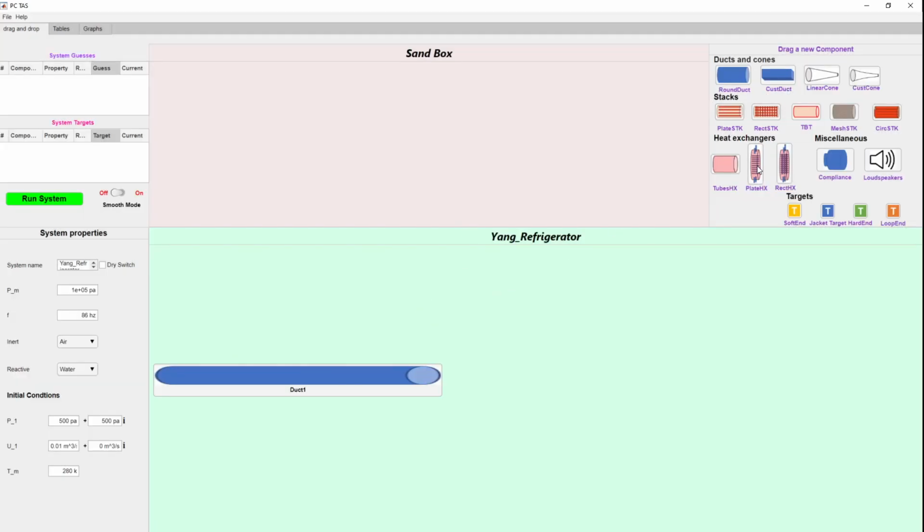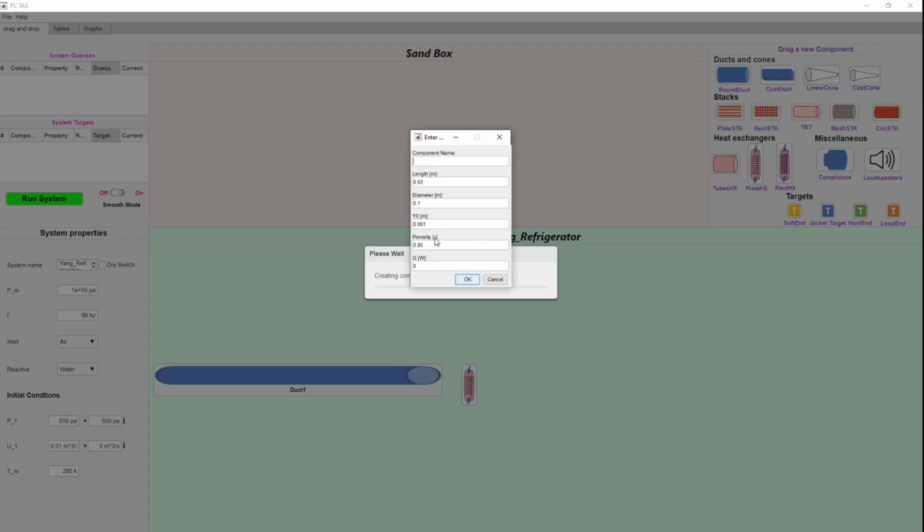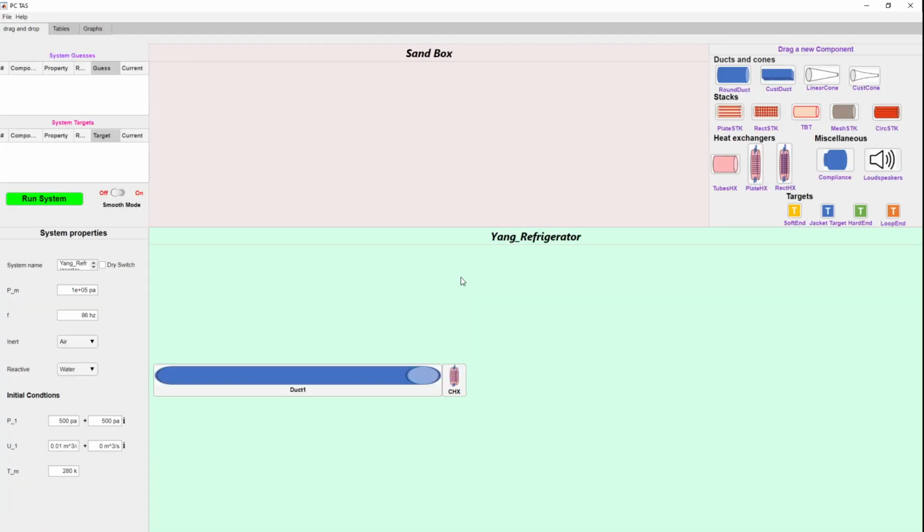Then afterwards comes a plate heat exchanger. We're going to put it right here. We're going to call it CHX, which stands for cold heat exchanger. Give it a length of 0.02, the usual diameter 0.047, and this is half the plate spacing, 9e-4, which corresponds with a plate spacing of about 2 millimeters. Porosity was 0.6, and the heat input is not really known. We're going to go with 0.5 for now. And this is the cold heat exchanger.